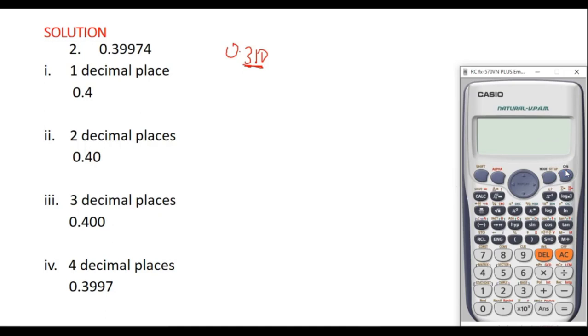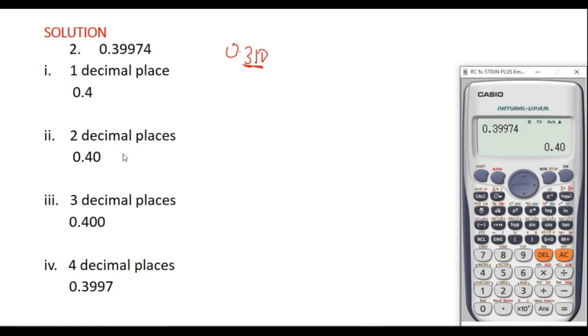If you want to change it, or if you want to punch another decimal place, all you need to do is to change the number of decimal places. So once again, you press shift, you press mode, then you select option 6. This time let's select 2 decimal places. Then you punch in the number 0.39974. You press equal to, and in 2 decimal places 0.39974 is 0.40 as we have solved here.